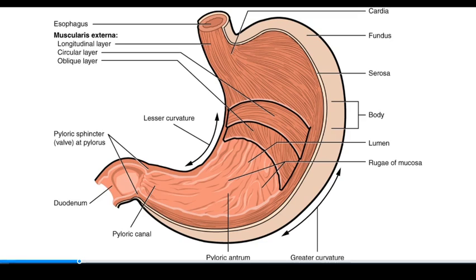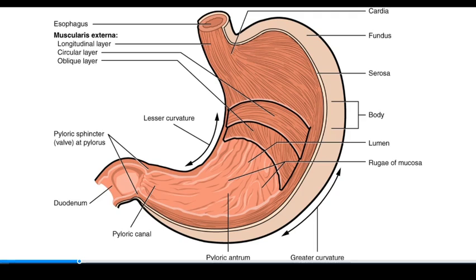Then the majority of the stomach is called the body, which basically extends down from the level of the cardia and fundus until it reaches an area called the pylorus. The pylorus has two segments. There's the pyloric antrum and the pyloric canal. Antrum basically means, from the Latin, waiting room. So it's the place leading into the pyloric canal, and the pyloric canal is just a narrowing of the stomach going towards the pyloric valve.